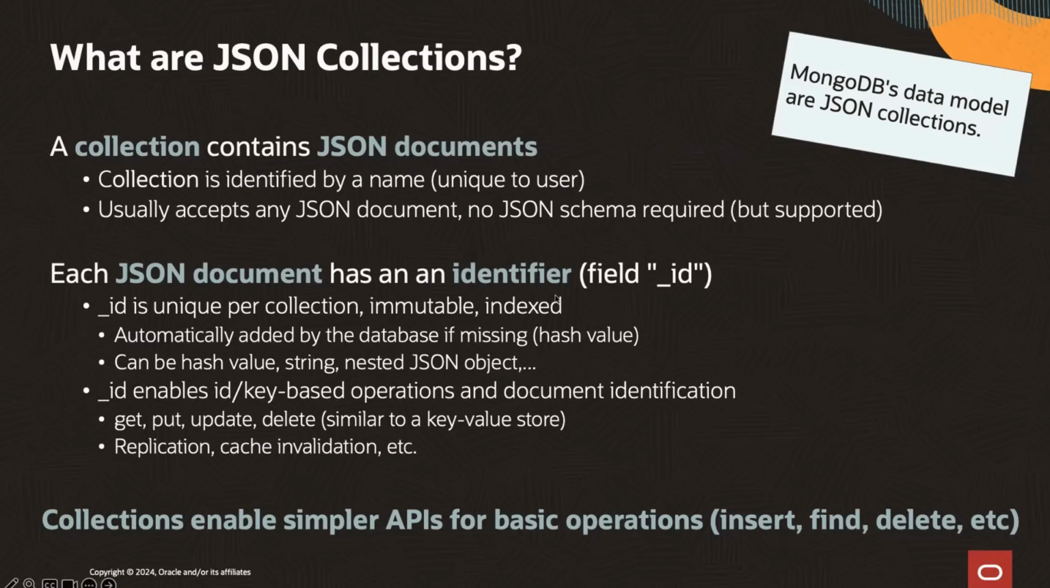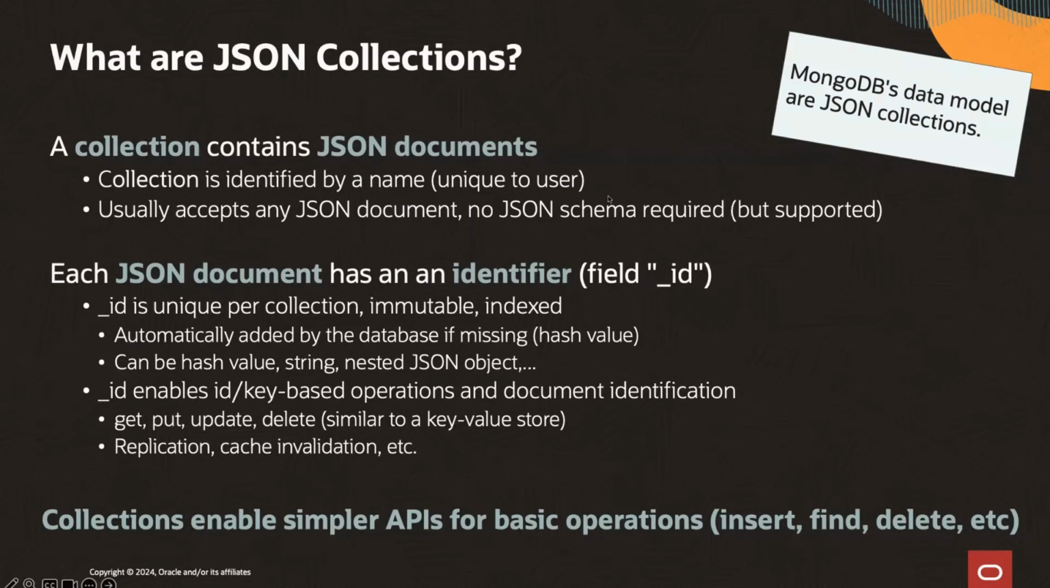And another property is that it's immutable. So if you have a document where you say customer 10 is Julian, and you make an update, then you cannot change this ID value. So if you want that document to have another ID, you would have to delete it and insert another document. So the identifier is immutable.